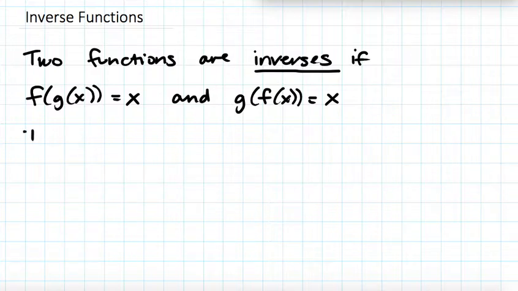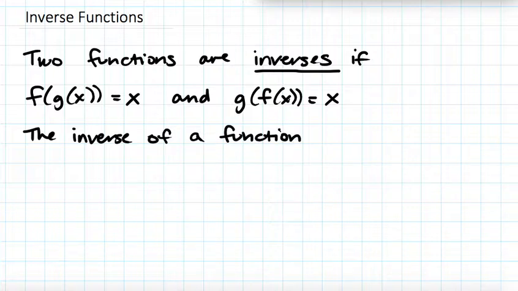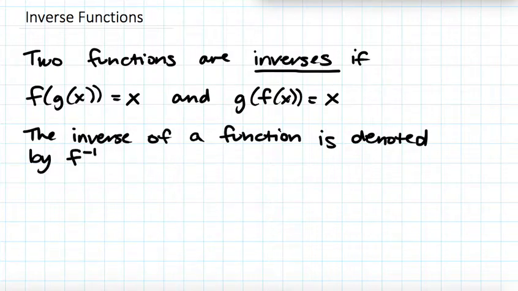The notation that we use for the inverse of a function is that we denote the inverse of a function by f, and then we use a -1 sort of as the exponent. So when you see that symbol, and you'll see this in the homework, that just means that that's the inverse of the function. And we'll see that a little bit later on.